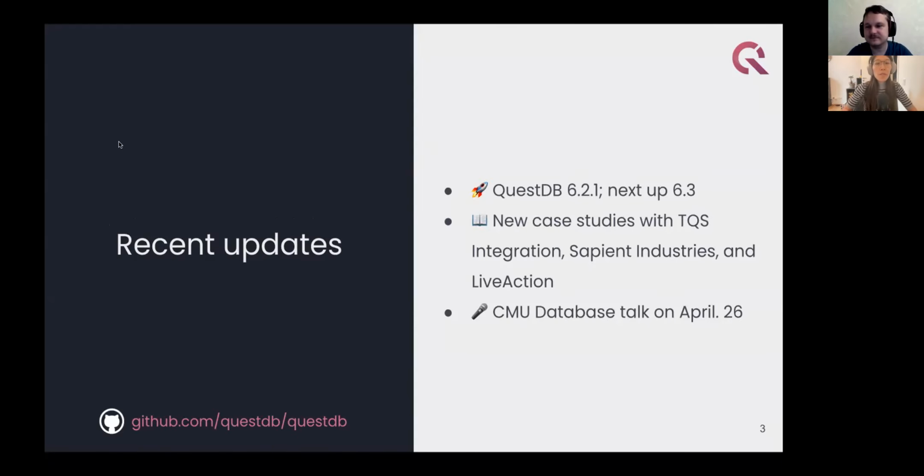Some of the recent updates about QuestDB: we released 6.2.1. If you haven't updated to it, there are several bug fixes, so we definitely recommend upgrading. The next release will be 6.3, which contains the update function that many users are looking forward to. There are also new case studies recently published with TQS integration, Sapient Industries, and live action, and you can find them on our website in the customer page.